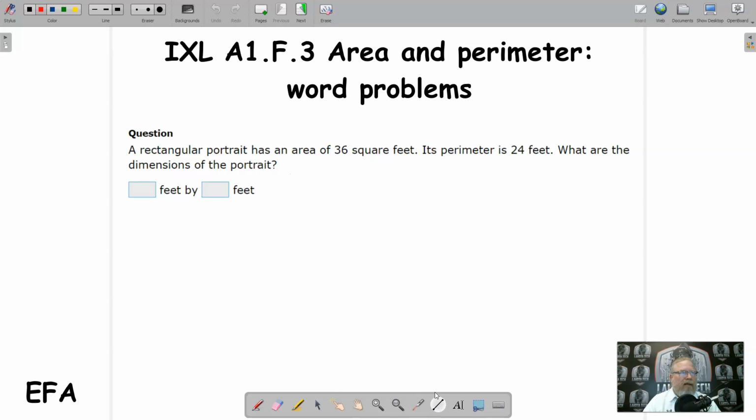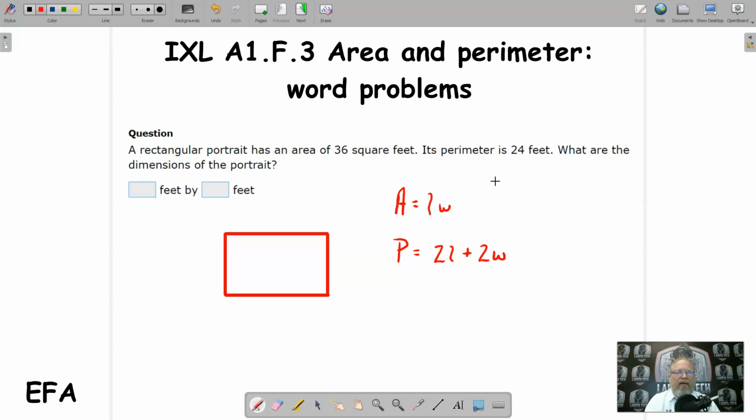Well, first, let's talk about the formulas for both area and perimeter. It says it's a rectangle, so let's make a rectangle. Let's remember that the formula for area is equal to the length times the width. And then our perimeter is equal to 2 times length plus 2 times the width. That would be for perimeter.